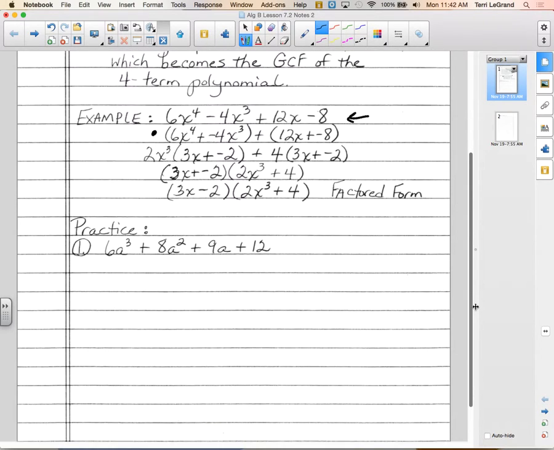Then, without showing any work, because I'm hoping we're to the point, and if you're not to the point yet of not showing the dividing out, if you can't do it in your head, then you need to show those steps also. But I say that 2 is the largest number that can be divided out of both 6 and negative 4. And I say that the most number of x's that can be divided out of x to the fourth and x to the third is x to the third. So I'm saying the GCF of that first group is 2x cubed.